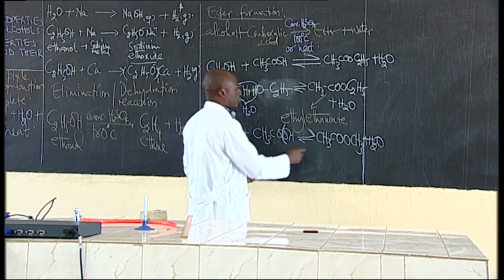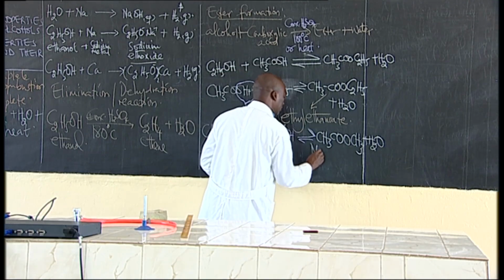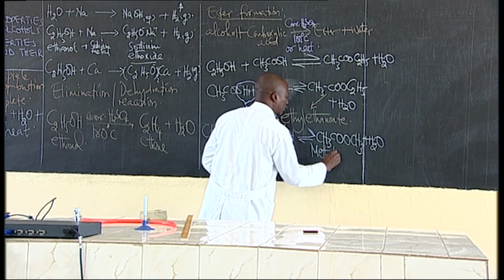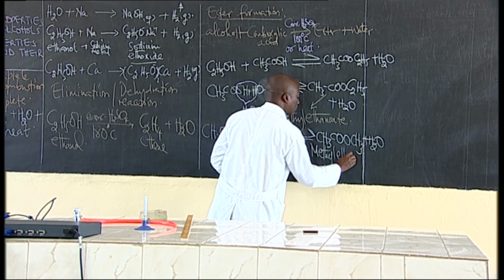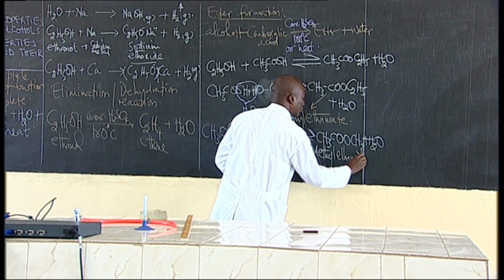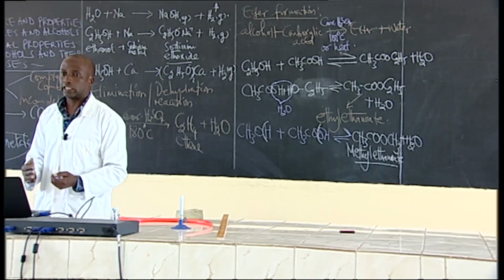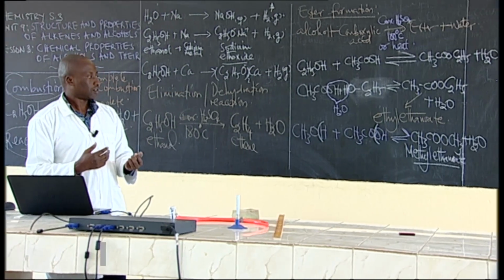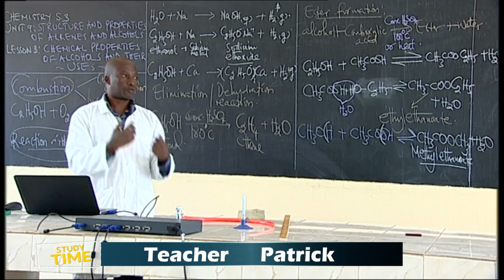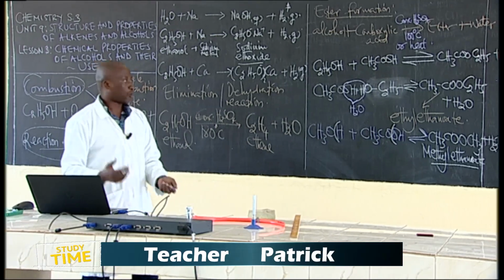So this one will be methyl ethanoate. So that is how we write the equation for the ester formation.